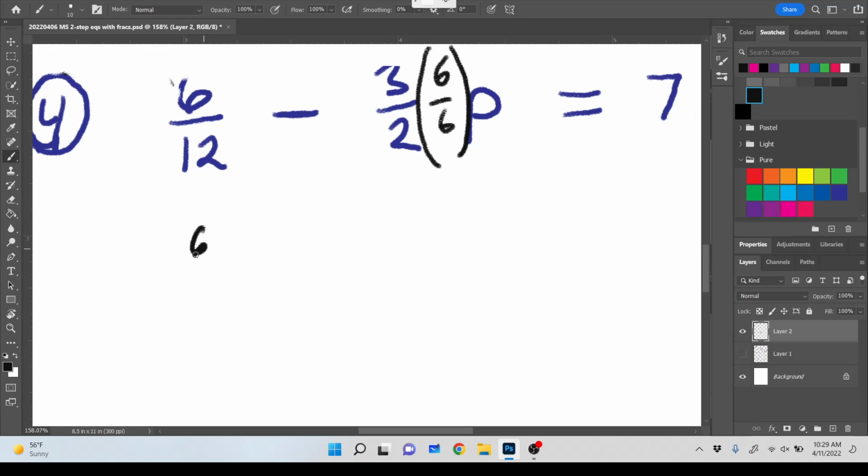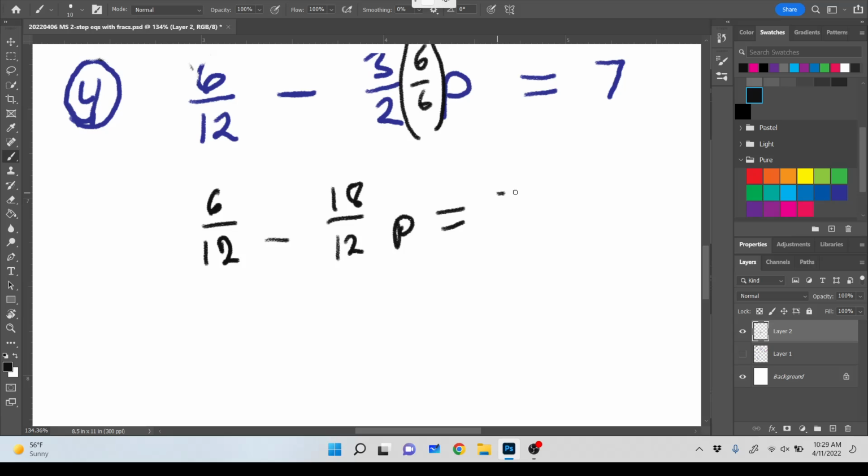So if we do it this way, we end up with 6/12 minus 18/12. P equals, and we're still at 7 because we haven't done anything else. So then, that's a 7, I promise. I don't know what happened with that. Okay, so then we will multiply everything times 12, if we do it this way.